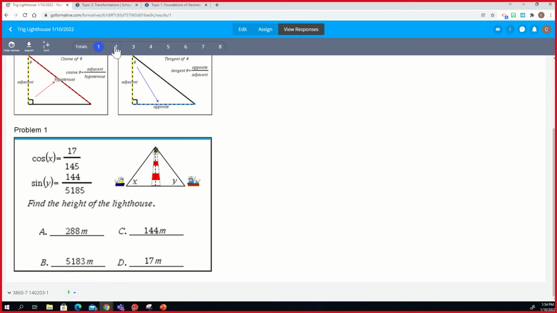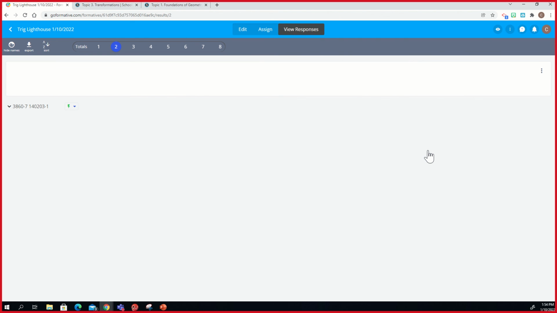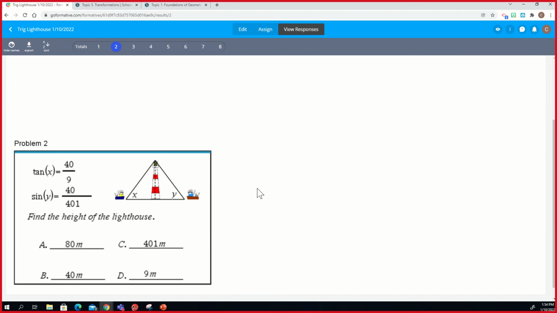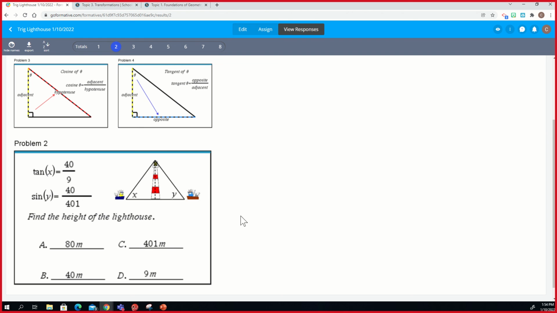But just in case, I'm going to do problem 2 also. I'm going to do the exact same thing that we just did to try to figure stuff out. Oh yeah, this is going to be easy. I already got the answer without doing any work.